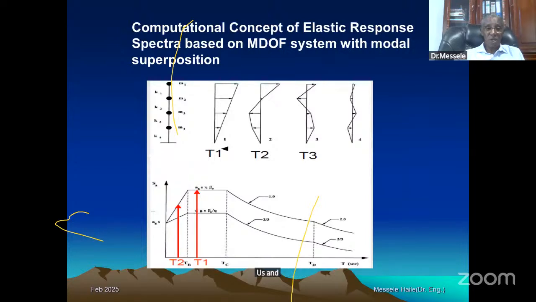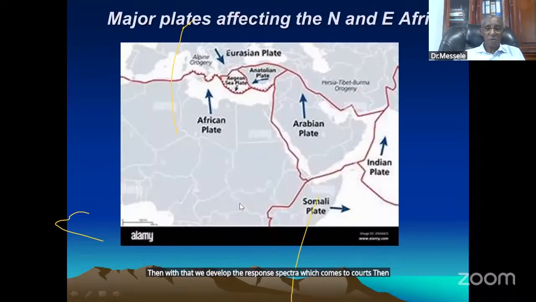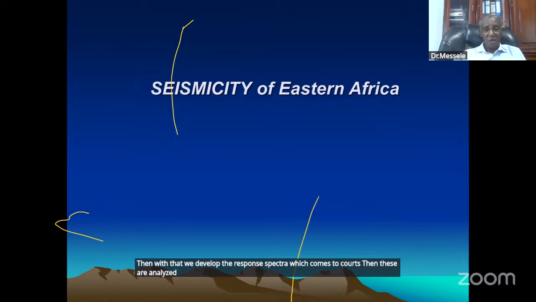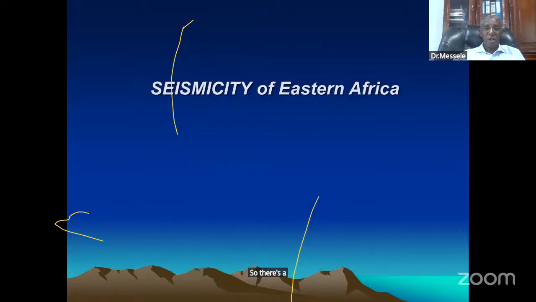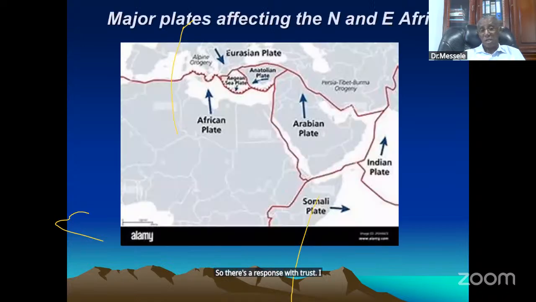Then with that, we develop the response spectra, which usually goes into codes. Then these are analyzed statistically, and the average is taken. So every code now develops its own response spectra based on this method. This is the code method, but at least some dynamic aspect, ductility and energy dissipation is considered through the response spectra. I'll come now to East Africa.